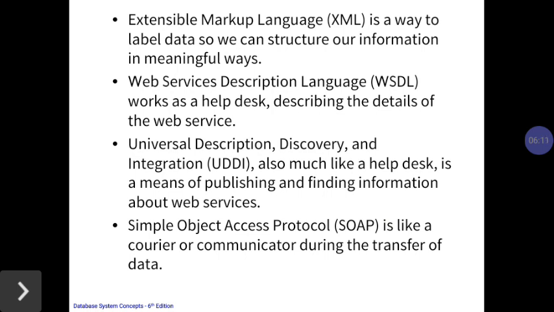It means it would be difficult for the applications to find the URL of the web services. So they will check the UDDI and acquire the WSDL of the web services for processing. And another one is SOAP. SOAP is the Simple Object Access Protocol. It is like the query or communication during the transfer of data. It is a protocol used for the communication or the transfer of the data.